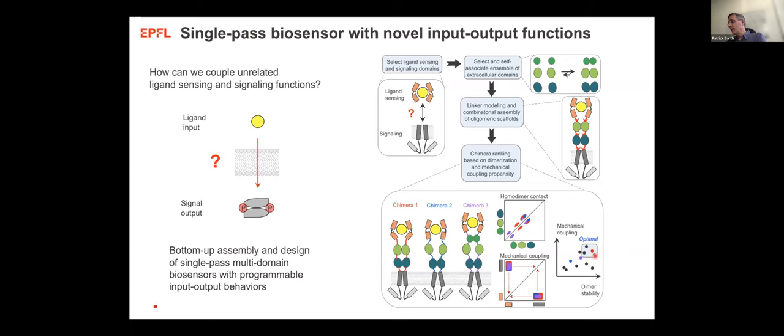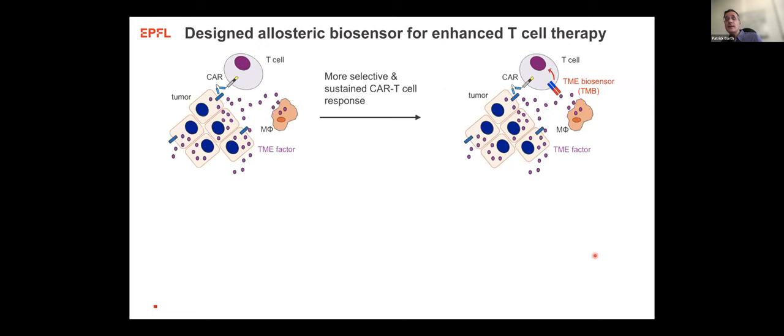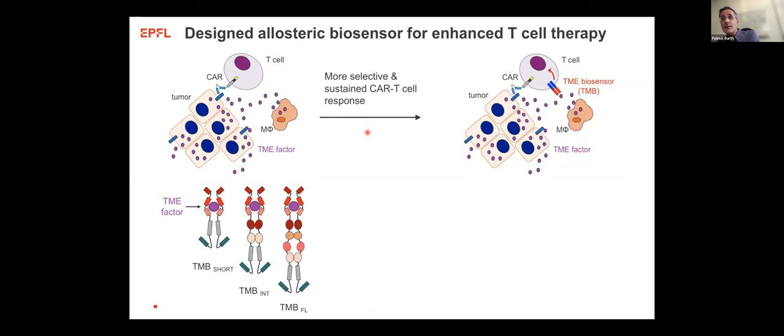So we started a collaboration with the Arbor Lab at the Ludwig Institute for Cancer Research here in Lausanne. The Arbor Lab was interested in developing new classes of biosensors that can sense a number of soluble molecules from the tumor microenvironment. And upon sensing these molecules, elicit a strong signaling response in the T cell in order to achieve more selective but also sustained CAR T cell responses, especially in solid tumors. I'm going to go a bit fast here, but what we've done with our method is rank a number of different constructs that we have designed, in order to couple the sensing of these tumor microenvironment factors and the particular signaling output that we wanted to elicit.